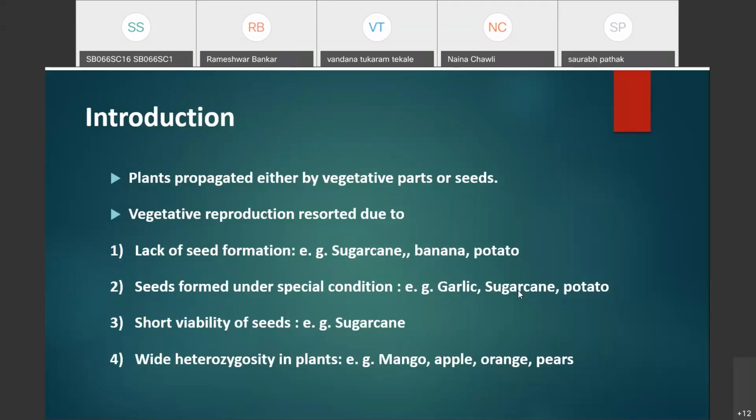then in each generation, what happens? That is due to the sexual reproduction, due to the meiosis, the segregation of characters takes place in each of the population, and that's why their original characters get deteriorated in the next generation.